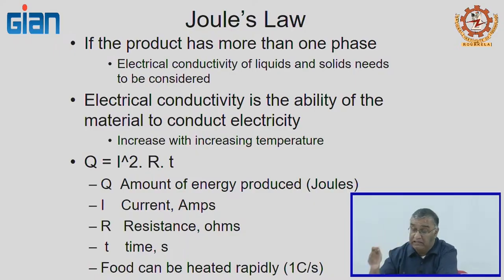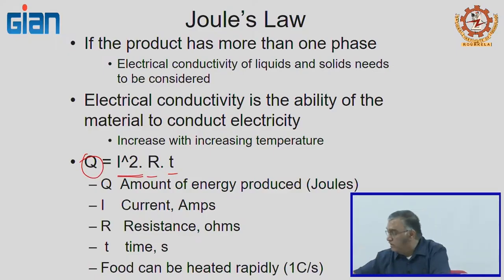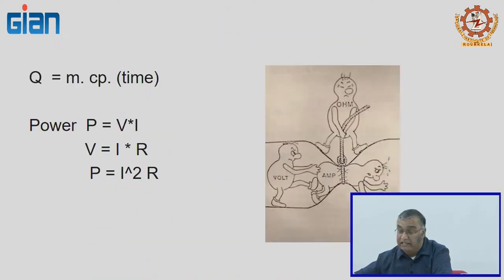So the heat generated within the product is given by Q = I squared R t. Q is the energy produced in the product, I is the current passing through your product, R is the resistance of your product, and t is the processing time. So you can rapidly heat the product, for example, you can increase the temperature 1 Celsius per second and so on. It is quite rapid.